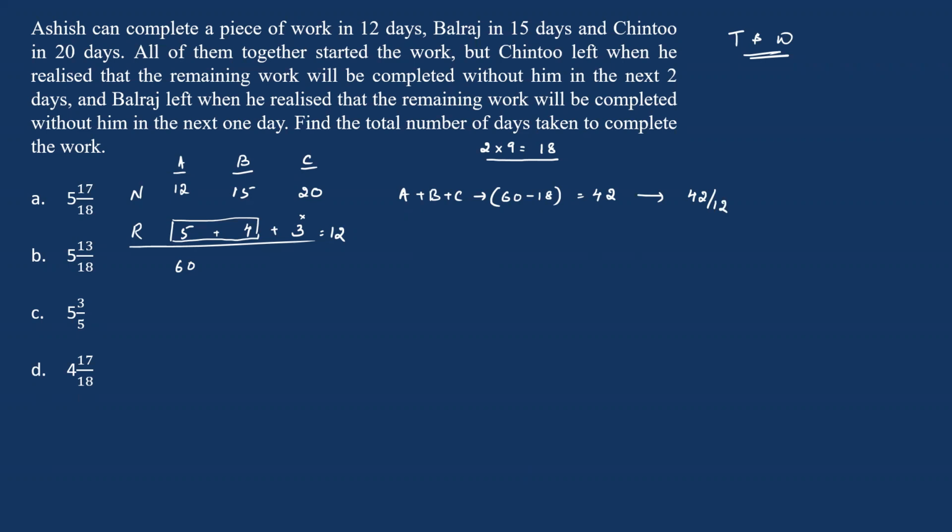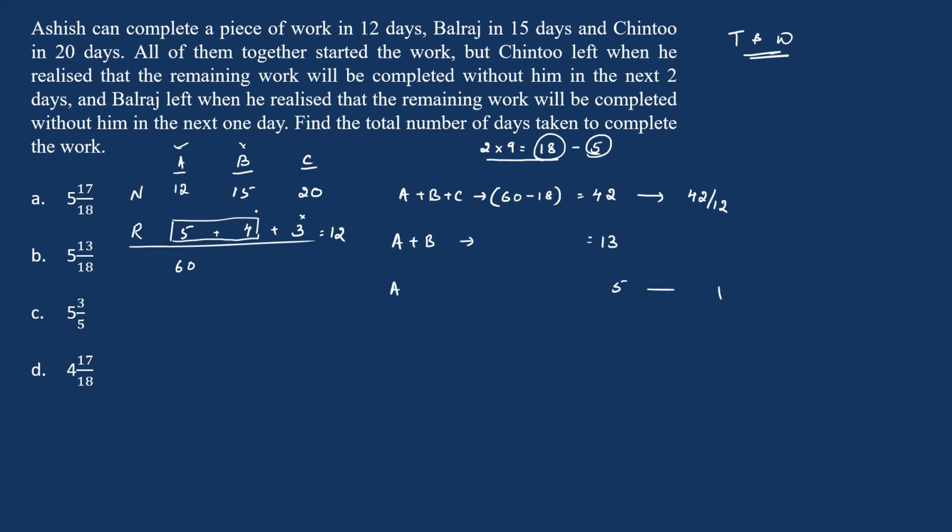Clear? Now, the next part says Balraj left when he realized that the work without him can be completed in 1 day. That means now 18 units is left. Balraj left when the work without him can be completed in 1 day, which means only 5 units of work was left. Balraj left. That means A and B further completed how many units? Further completed 13 units. And finally, A completed 5 units in 1 day.